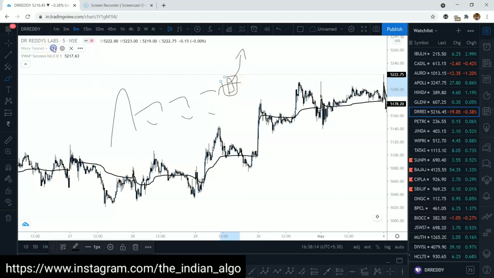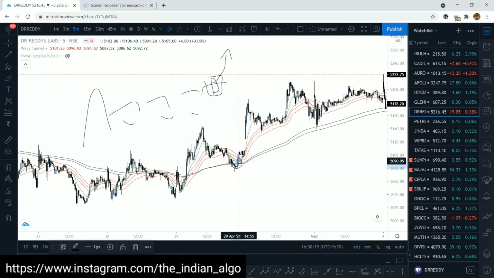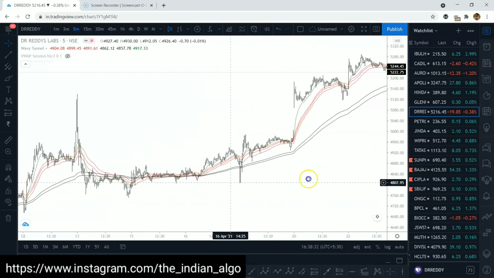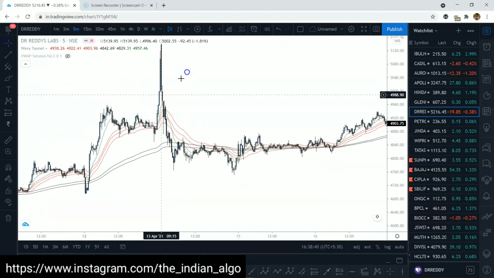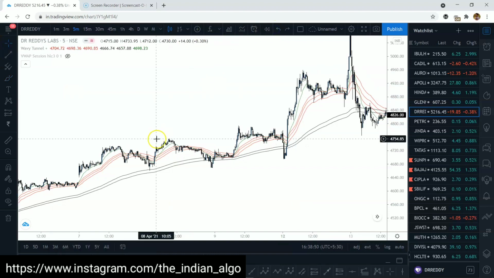Or when I'm using the wavy tunnel, I need to make sure that whenever I'm taking a trade, I am near the black EMAs. See how you get nice bounces near the black EMAs. Here as well you get some nice bounces near the black EMAs. Even here, if you see, you're getting those nice bounces near the black EMAs. So this is what we are supposed to be doing. We need to be sure that I am entering somewhere near the black EMAs to continue this particular uptrend. I hope this is clear.